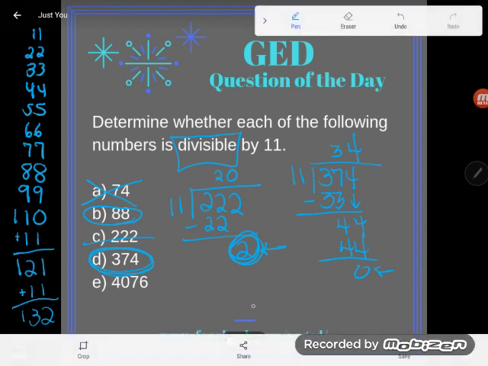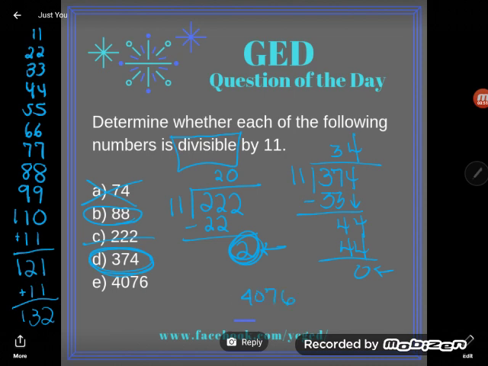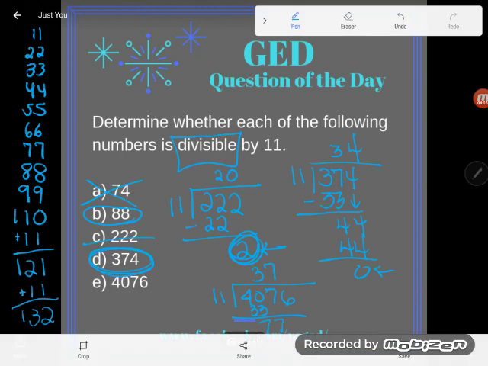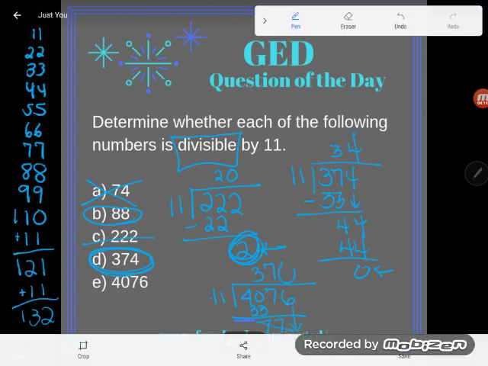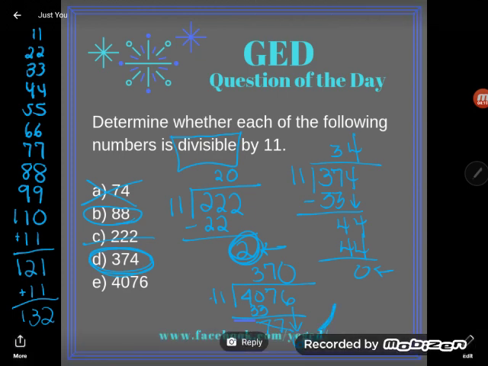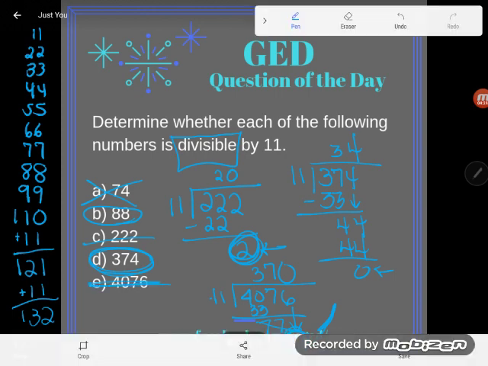And then for 4076, same thing. It's more than 2 digits. I better divide to check. 11 goes into 40 3 times. That's 33. I get a remainder of 7. Drop the next digit, 77. Ooh, it goes perfectly into 77. This is looking promising. 11 times 7 is, of course, 77. None of that will be left. I'll drop my 6. 11 does not go into 6, and I end up with that 6 remainder. There's that 6 I have not been able to use up. I have a remainder. 4076 is not divisible by 11. That's not on the 11 times tables.